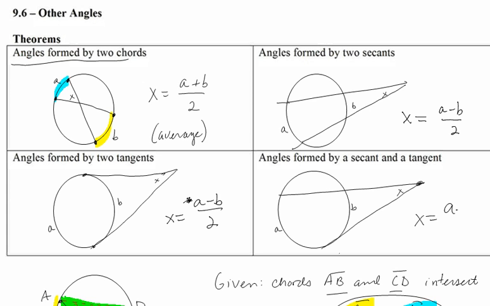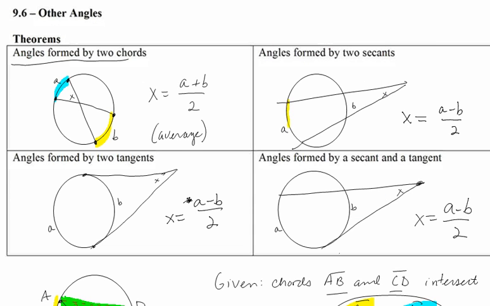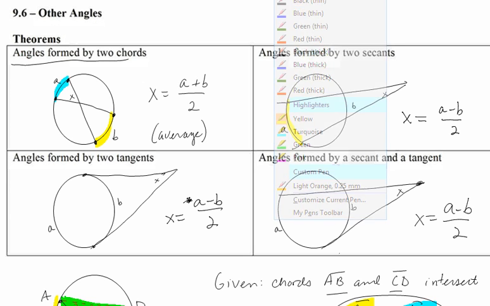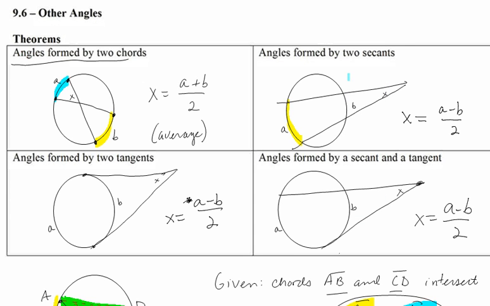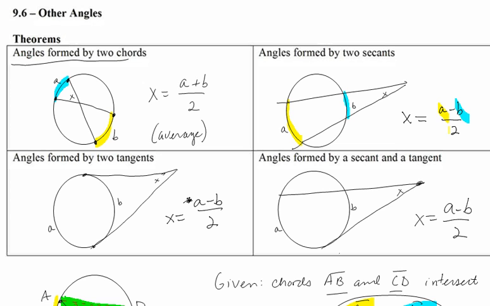X equals a minus b over 2. Okay, so let's check out what that means. In the upper right box, what that's going to mean is if you have 2 secants going through a circle, you can take the bigger arc that's been intercepted, subtract the smaller arc that's been intercepted, and divide by 2 to obtain the measurement of x, the angle formed by the 2 secants.